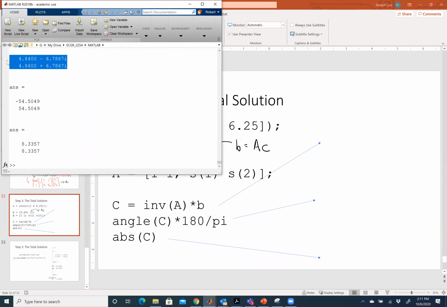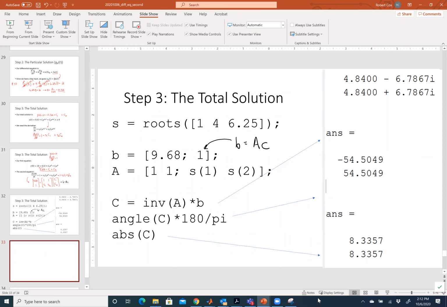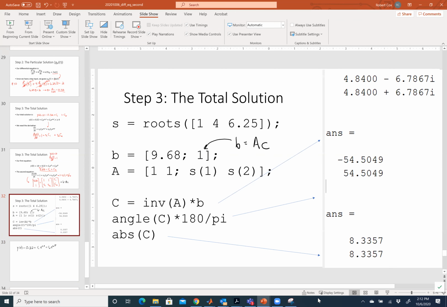Okay. So I'm going to jump down. I'm going to make a new slide here. All right. So what I saw was that my y of t was equal to 0.32, all right, plus C1 e to the S1t plus C2 e to the S2t, like that. Okay. And what I've now found with these values is C1 is this guy. So this is C1. This is C2.